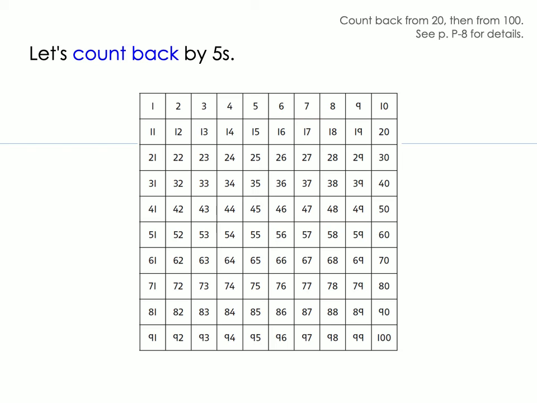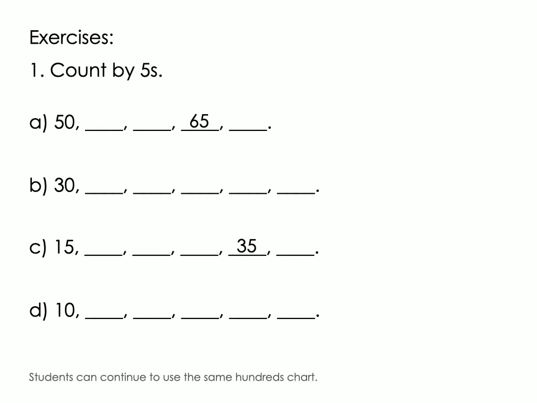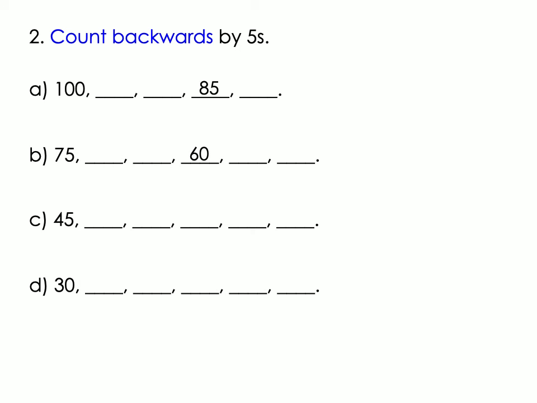So you want to be able to practice this, use your 100 chart, make sure you're able to count up by fives and down by fives. So if I gave you something that looked like this, could you count up by fives? If I gave you something that looked like this, could you count backwards by fives? See if you can do those things.